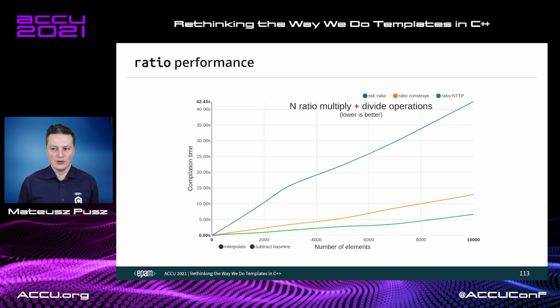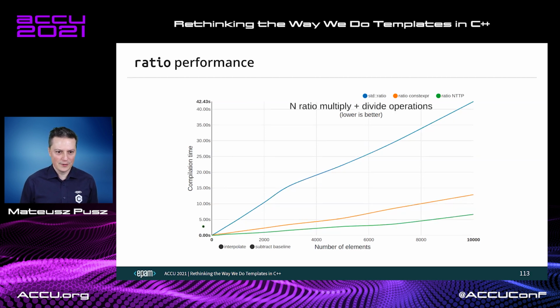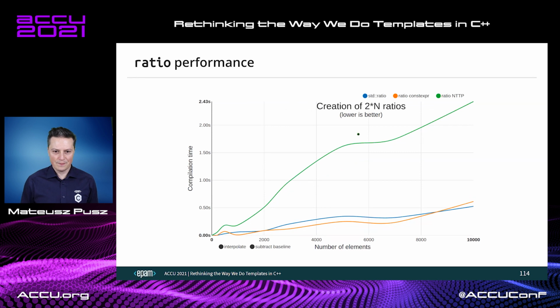However, I also benchmarked only the creation process. So notice what the scale is here: 40 seconds, 5 seconds, 10 seconds, right? And the creation in this process is up to 2 seconds. So it's basically a really short and small part of it. But notice that the graphs look different right now. Std::ratio and ratio using constexpr are of similar performance, but NTTP ratio is much slower for the creation case.